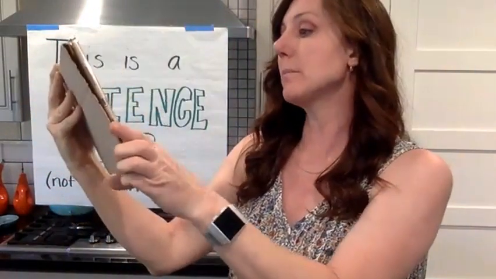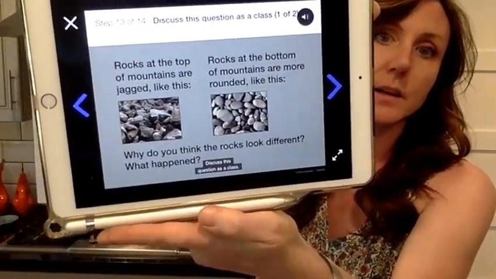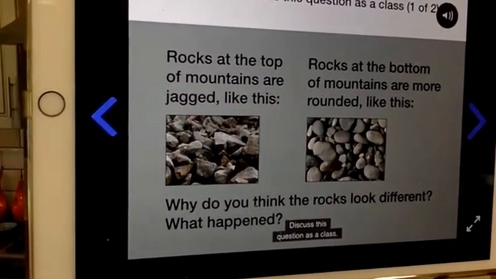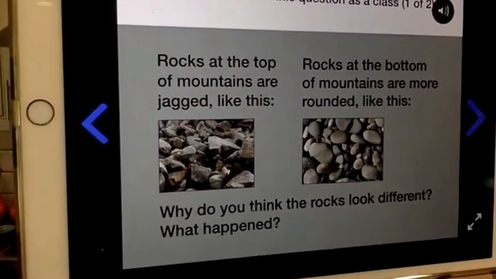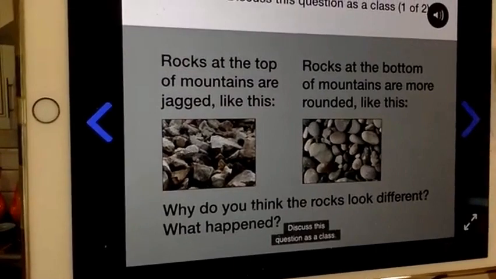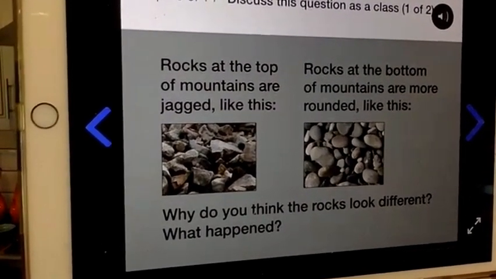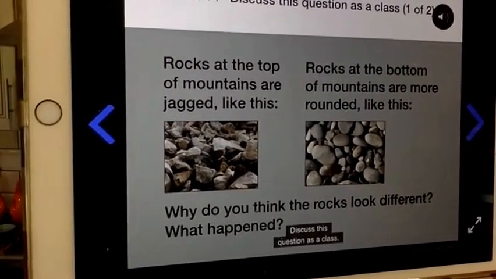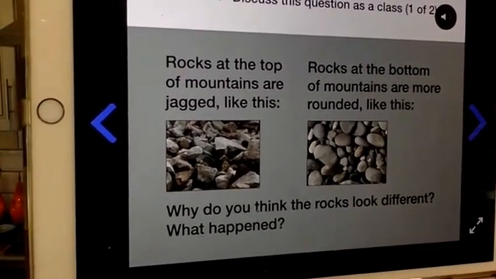So I'll just show this up to the screen so that way you can see the picture a little bit better. And there's 2 questions for us to discuss here. The rocks on the left side of your screen, they're labeling that as being rocks at the top of a mountain and that they're very jagged. The edges are very jagged and sharp. But on the right side of the screen, the rocks at the bottom of the mountains are more rounded, as you can see in this picture. So the rocks at the top are jagged, pointy, sharp. The rocks at the bottom are rounded and more smooth.